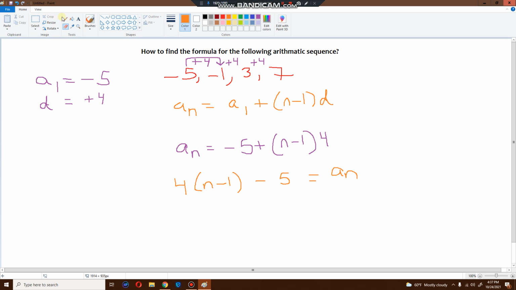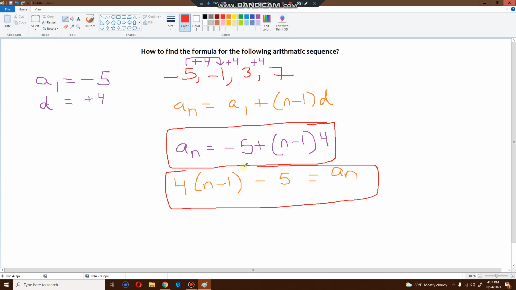And there we go. Again, it depends on your teacher. If they would like the standard form, this is the standard form. If this helps you understand it better, you can use this way as well. Okay? So this is how you find the formula of an arithmetic sequence. In my next video, I'll show you how to find the formula for a geometric sequence.